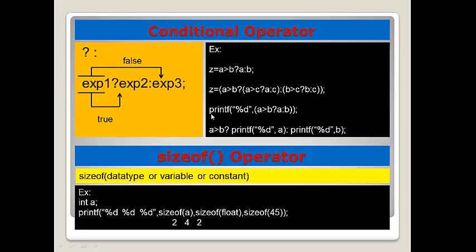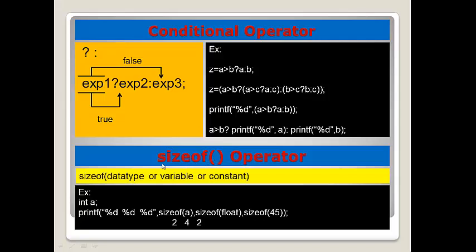We can also write like this: printf("%d", A > B ? A : B). If the condition A > B is true, the value of A is displayed on the screen. If the condition is false, the value of B is displayed. We can also write it like this: A > B. If the condition is true, it prints A. If the condition is false, it prints B.